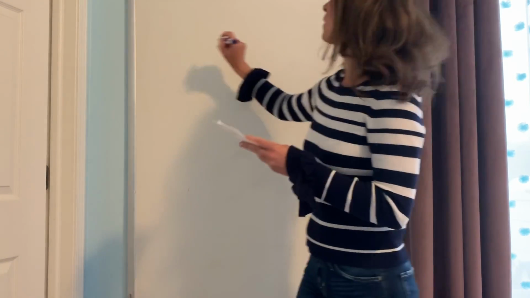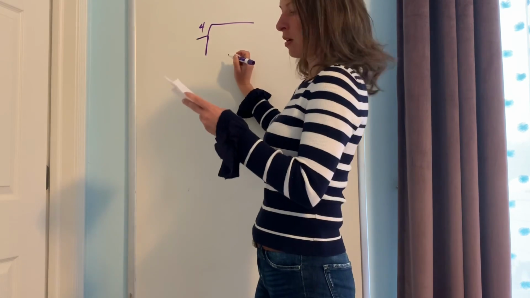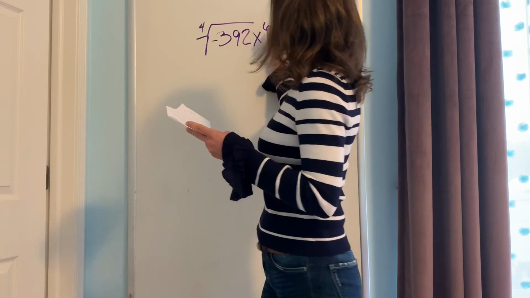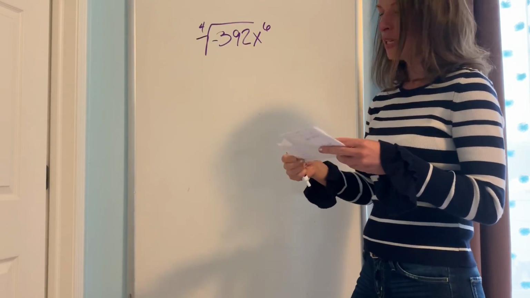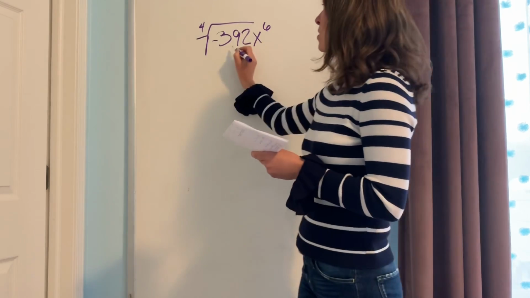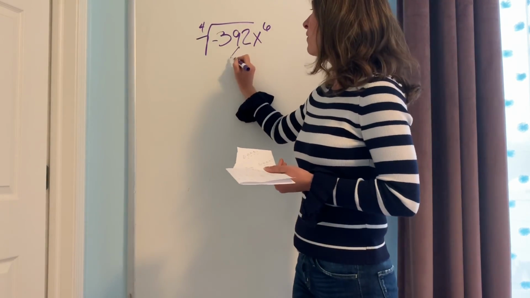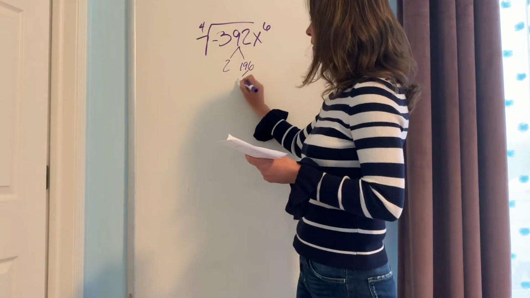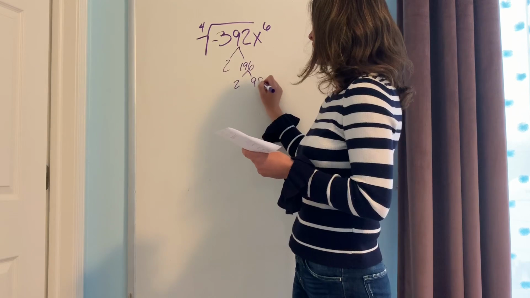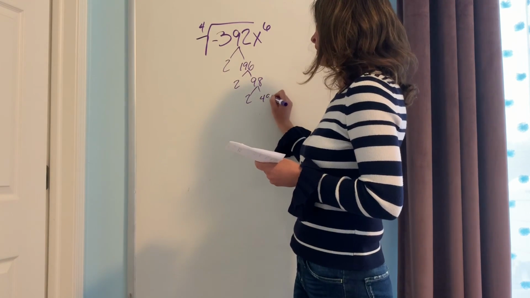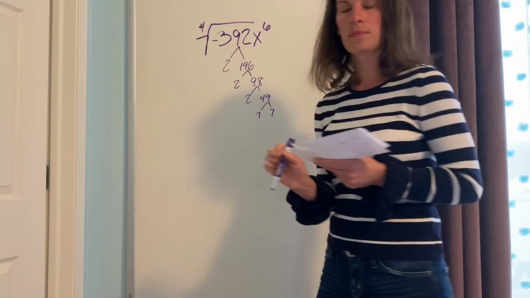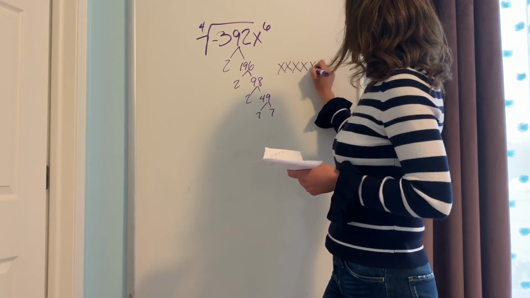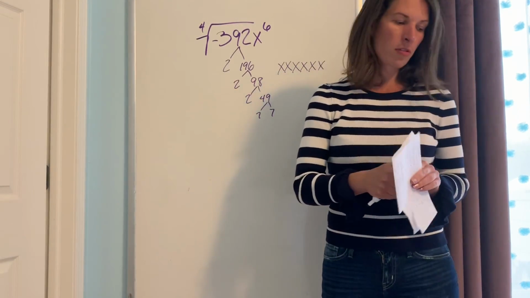So number 4 is the 4th root of negative 392 x to the 6th. Again, we're going to break this down into prime factorizations, or numbers that are prime numbers. So 392, I see that it is an even number. So 2 and 196, and then 2 and 98, 2, 49, 7, and 7. And then I have 6 x's. 1, 2, 3, 4, 5, 6. We're almost done.